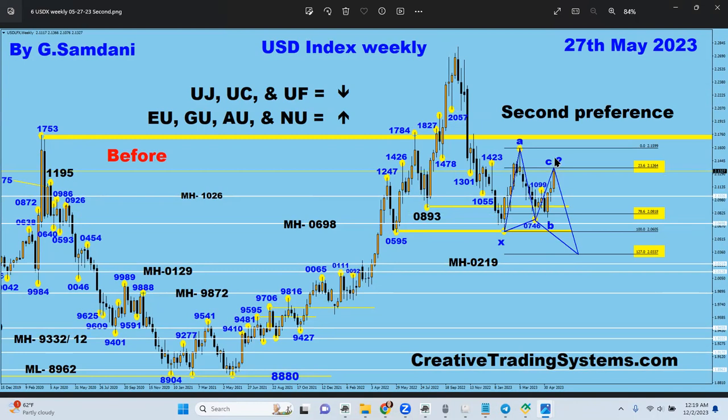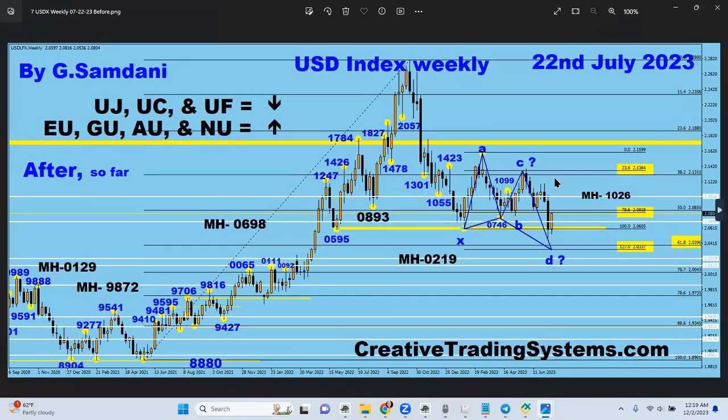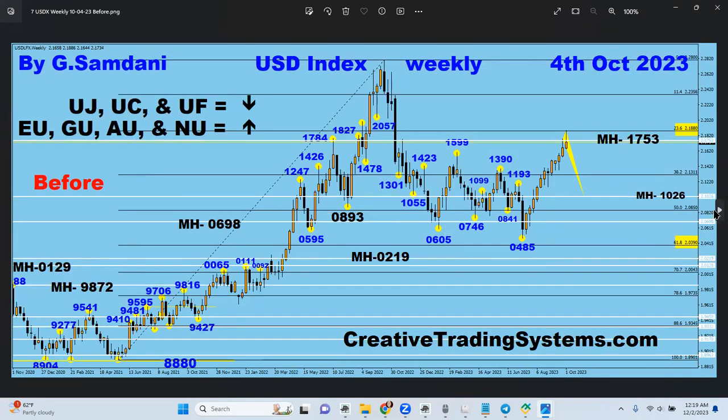Then I said, okay, before it goes, maybe we'll make a harmonic pattern here all the way down here and then go. Let's see what happened. It started to come down nice and clean to this level. Again, one more time, 0595 and 0698, just below that, and then it started to bounce. So, okay, no problem. Now probably we're going to this 1753 area. And what happened? Boom, all the way there, 1753.